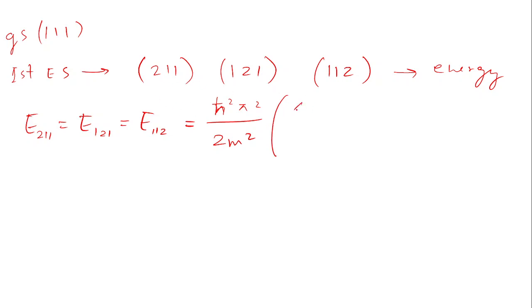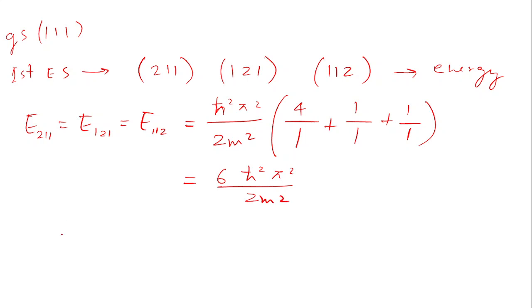So nx square means 4 divided by 1 plus 1 divided by 1 plus 1 divided by 1, because all three have same energy, so either you can take this or this or this. I'm taking this here. So this will be 4 plus 1 plus 1 means 6. So this will be 6 h bar square pi square divided by 2m square. Now the difference in the energy, first excited state energy, excited state minus ground state.